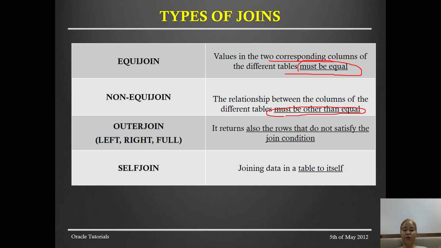The outer join, which is in the form of left, right, or full, also returns the rows that do not satisfy the join condition. Pwede yan. Usually, ang outer join, ito yung lagi nating ginagamit when joining two tables, kasi parang fino-force natin yung integrity nung joining or nung relationship. The self-join is, of course, the table joining on itself.